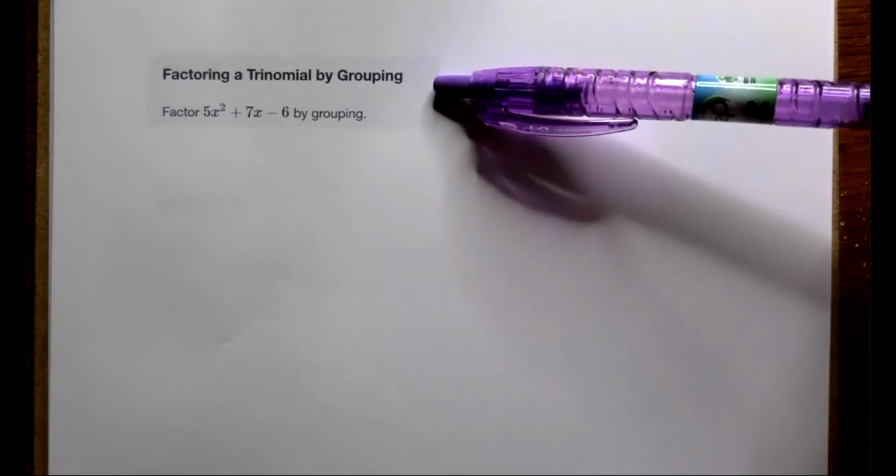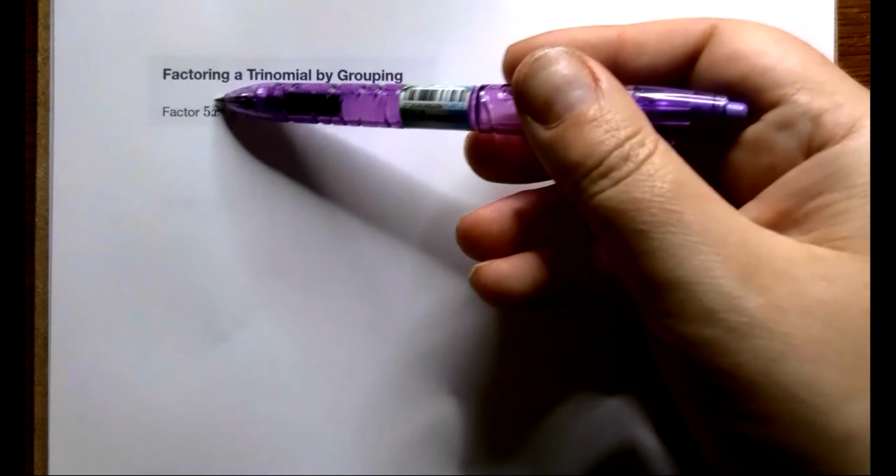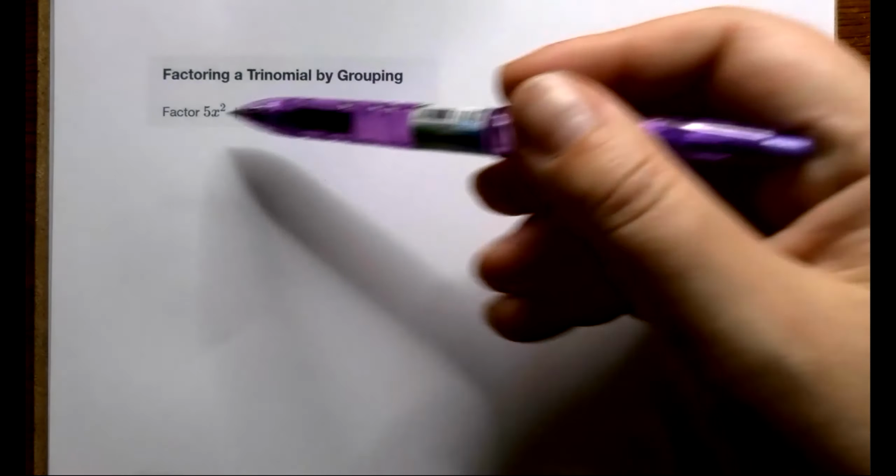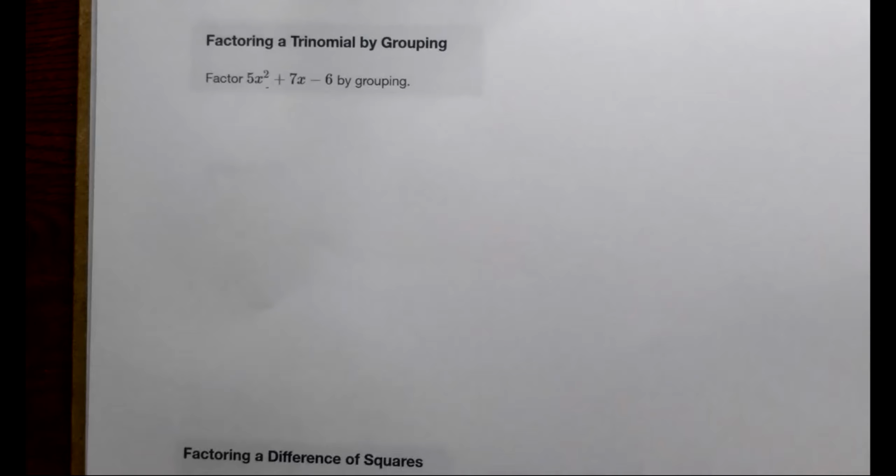Okay, so the next type of polynomial that you may be looking at is factoring a trinomial by grouping. The technique that I show you right now is going to be the only technique that you need. If your a is 1, that's one of the types they had listed on that handout, or if this is a perfect square trinomial, this technique will work for all of them. So please learn this technique.